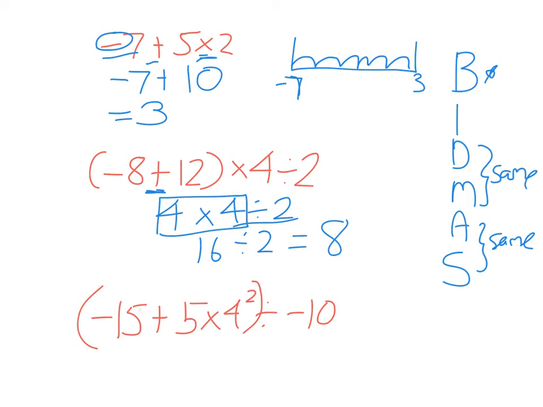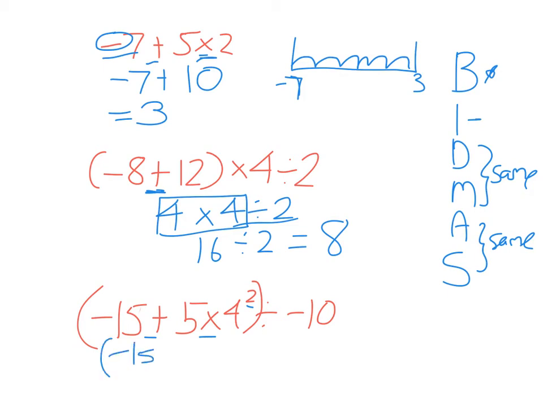Okay, last one. So now we've got brackets again, but there are a few operations in the brackets. Okay, so we actually have 1, 2, 3 operations. So they're all inside the brackets. So we go by BIDMAS and we see that I, index or raised to the power, comes first. So I will do that first.